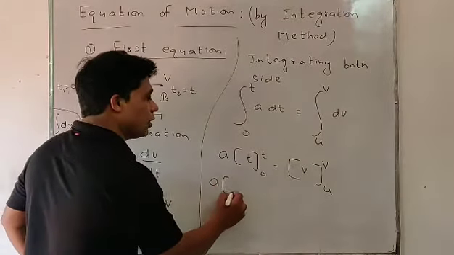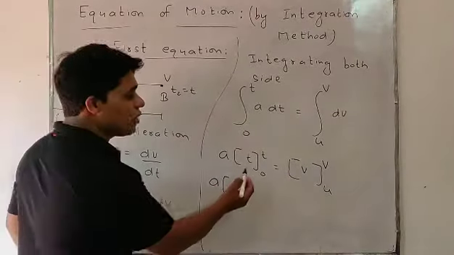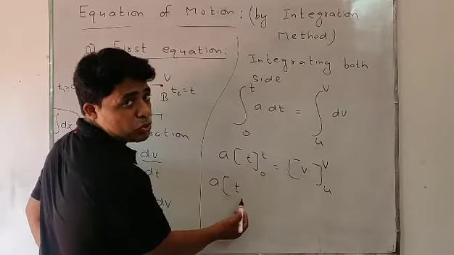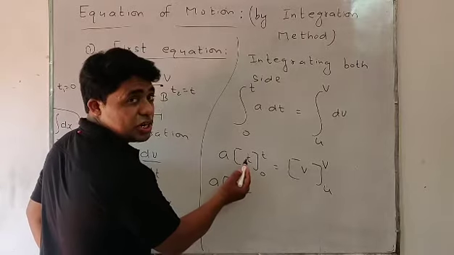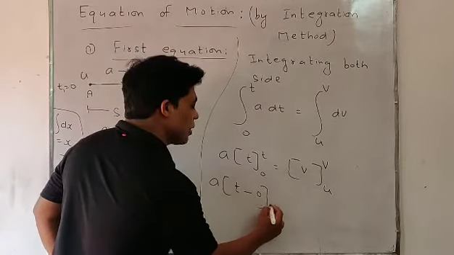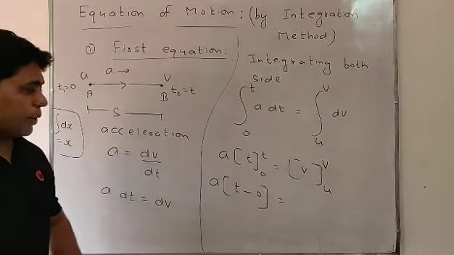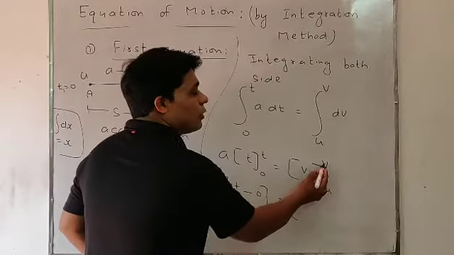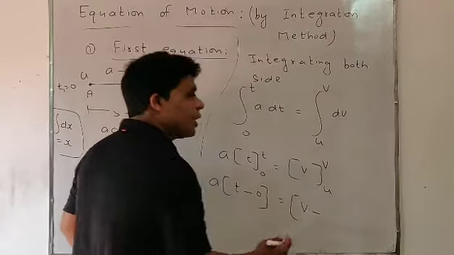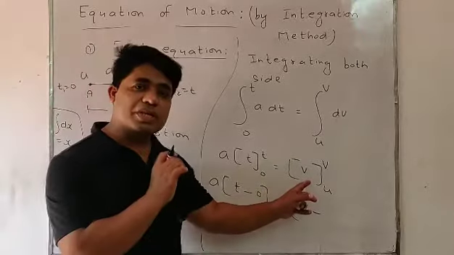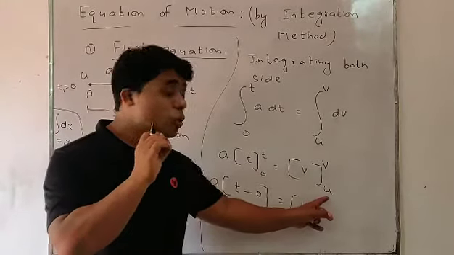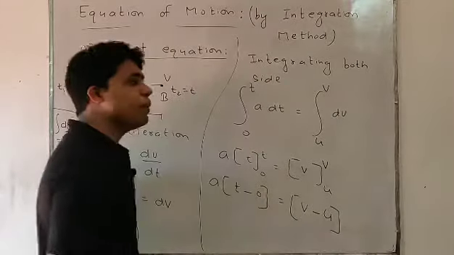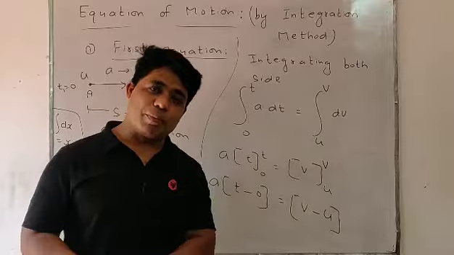What is the method for putting the limit? Upper limit minus lower limit. So instead of the variable t, we write the upper limit t. There will be no change. Then the minus sign. Instead of t, we write the lower limit 0. So t minus 0. That is the simple method. Instead of v, we write the upper limit v, with no change, and then the minus sign will come, and instead of v we write the lower limit u. So v minus u. Simple. What did I do? Upper limit minus lower limit.